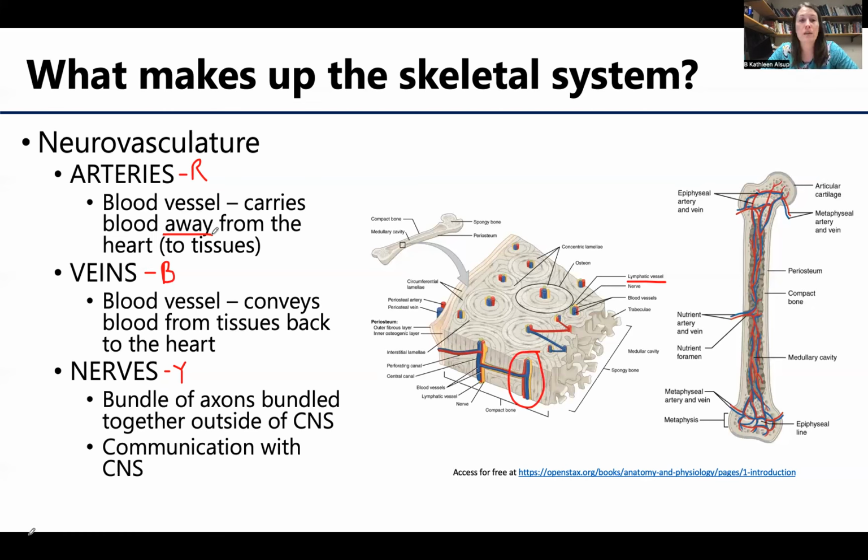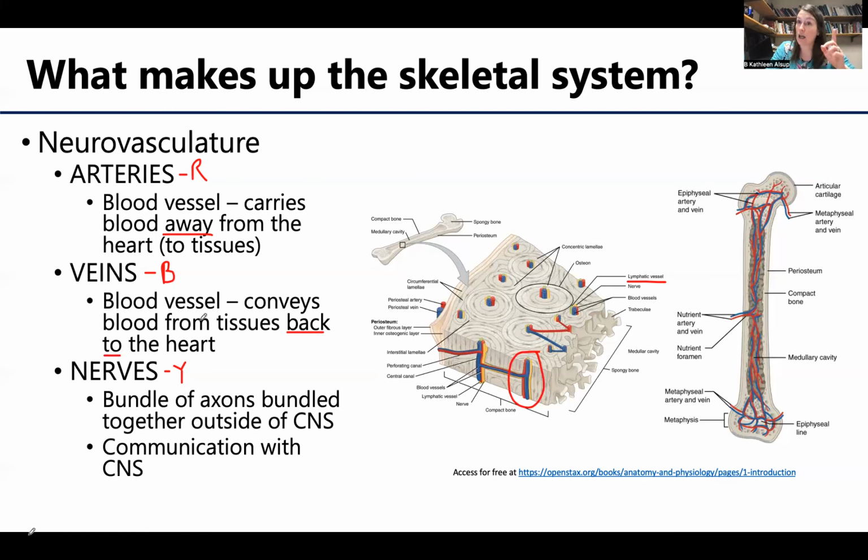So those are arteries. Veins are going to be the blood vessels that can convey blood back to the heart. So they're carrying blood away from those tissues back to the heart. So back to is kind of the key here.